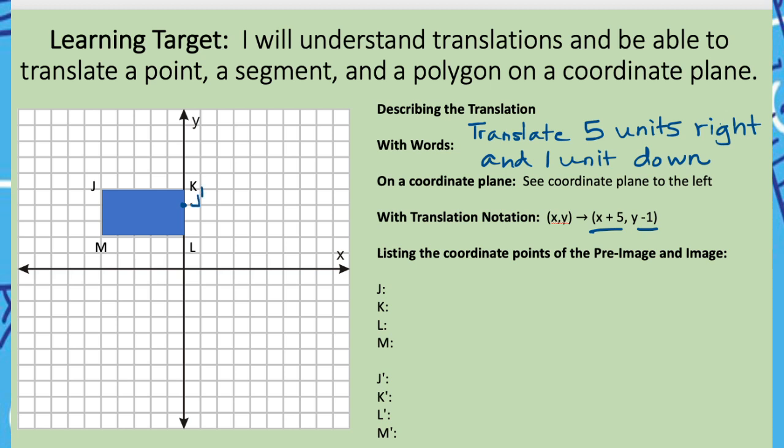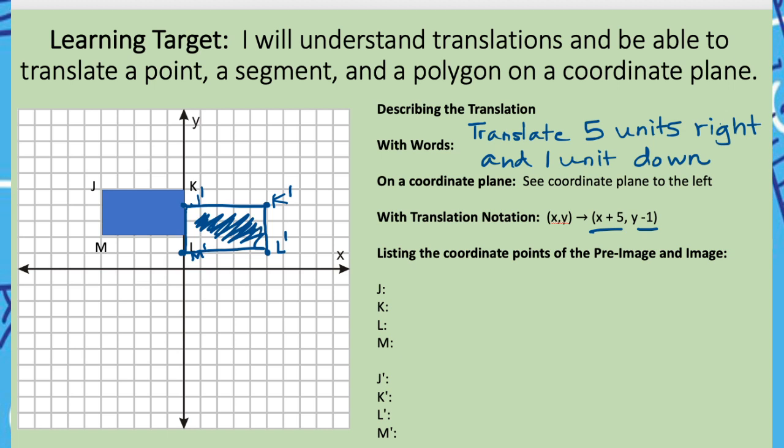Let's do the same thing with K. 5 units to the right and 1 unit down. There's K prime. L, 5 units to the right and 1 unit down. And same translation with M. 5 units to the right and 1 unit down. So M prime is going to also be on the y-axis. Now, all the points in between are also translated. But since I got the 4 vertices, I can go ahead and just fill it in.